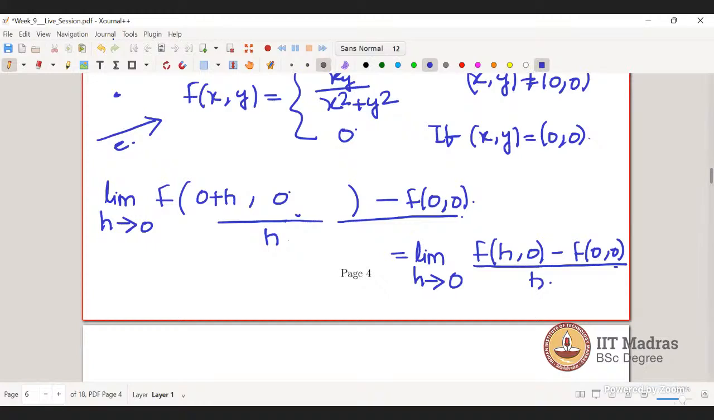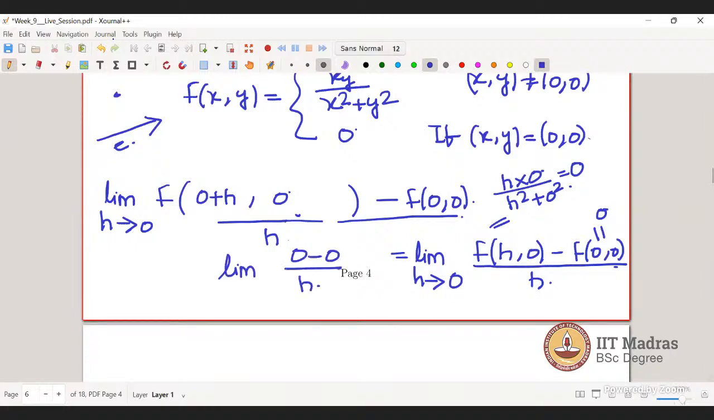So what is f of (h, 0)? That is x y by x square plus y square, so h times 0 by h square plus 0 square. By definition that is 0, and f of (0, 0) is also 0. So this is 0 divided by h, and this is nothing but 0.